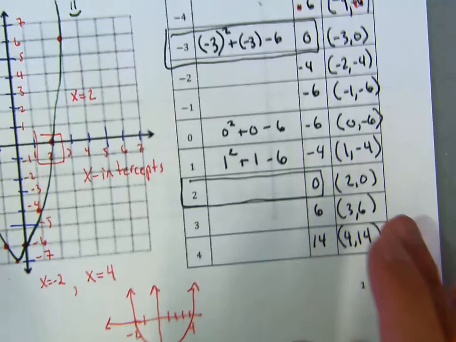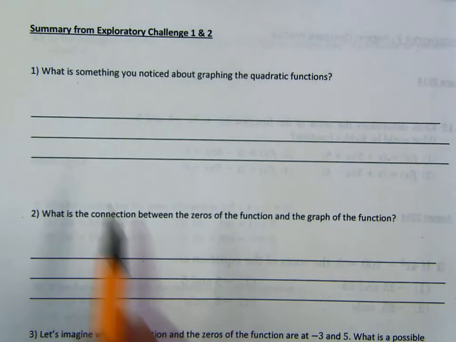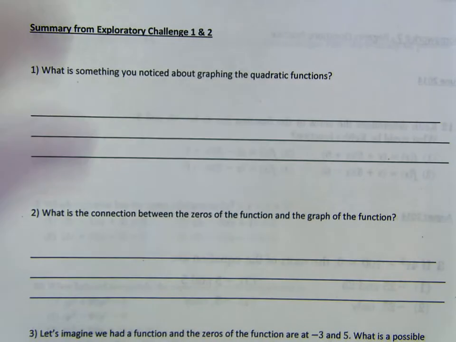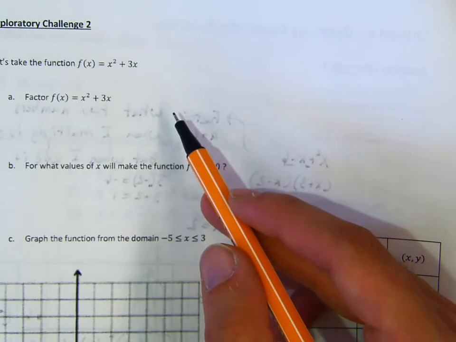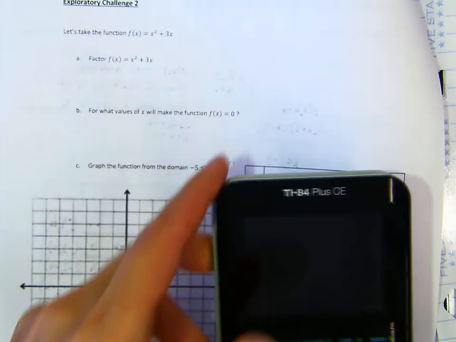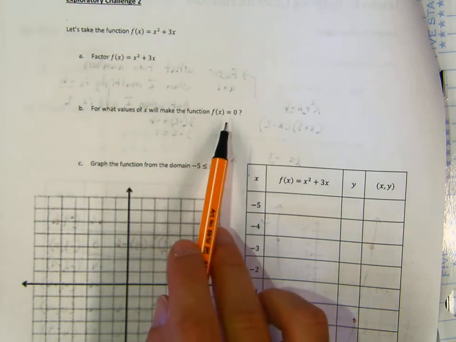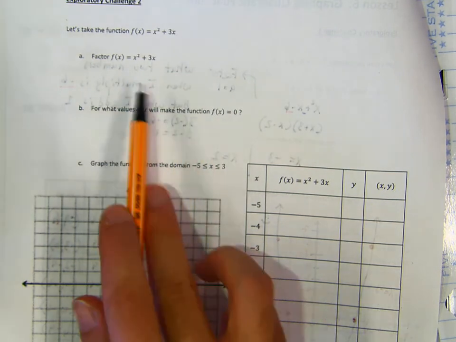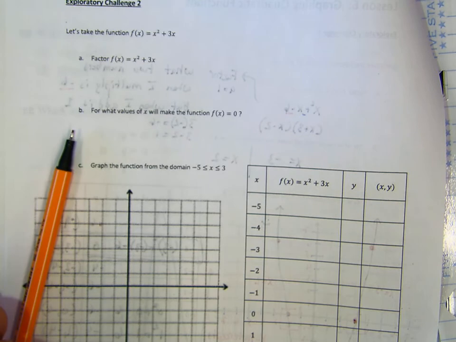What I'd like you to do is take a second and try and answer these two questions, and then we'll go over it together in class. Graph the function, and hopefully, please use your calculator, and then solve for this function by using your factoring techniques and making it equal to 0. Okay, I'll see you in class.